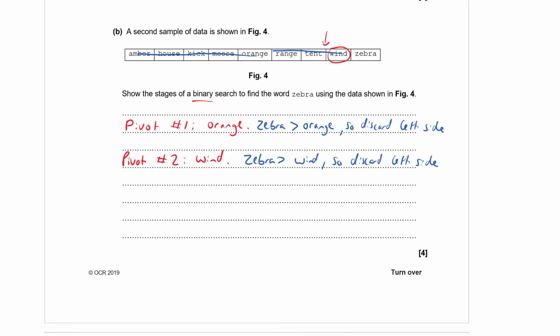And finally, the last list is only one item, but we have got to fill in the steps. So the final pivot, pivot 3, is going to be zebra. And because zebra equals zebra, we can end the search. Now, the way I've written this out is how I would do it personally, obviously, but it's not a set way. I think it's really important you are clear what the midpoints are, what the pivots are, and what is going on in the algorithm at that point.